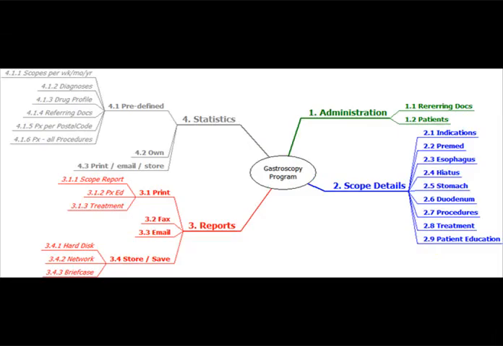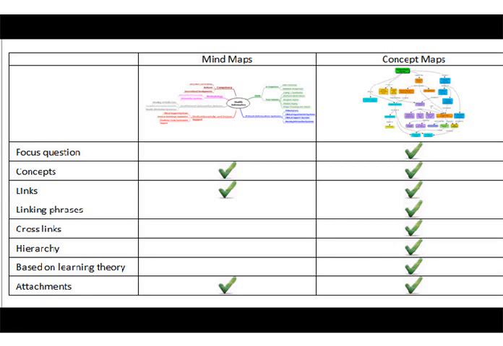This is an illustration of a typical mind map. It has a central concept and radiating spokes with implied meaning, and concepts on the spokes, which are further broken down into sub-concepts. This table summarizes the differences between mind maps and concept maps.